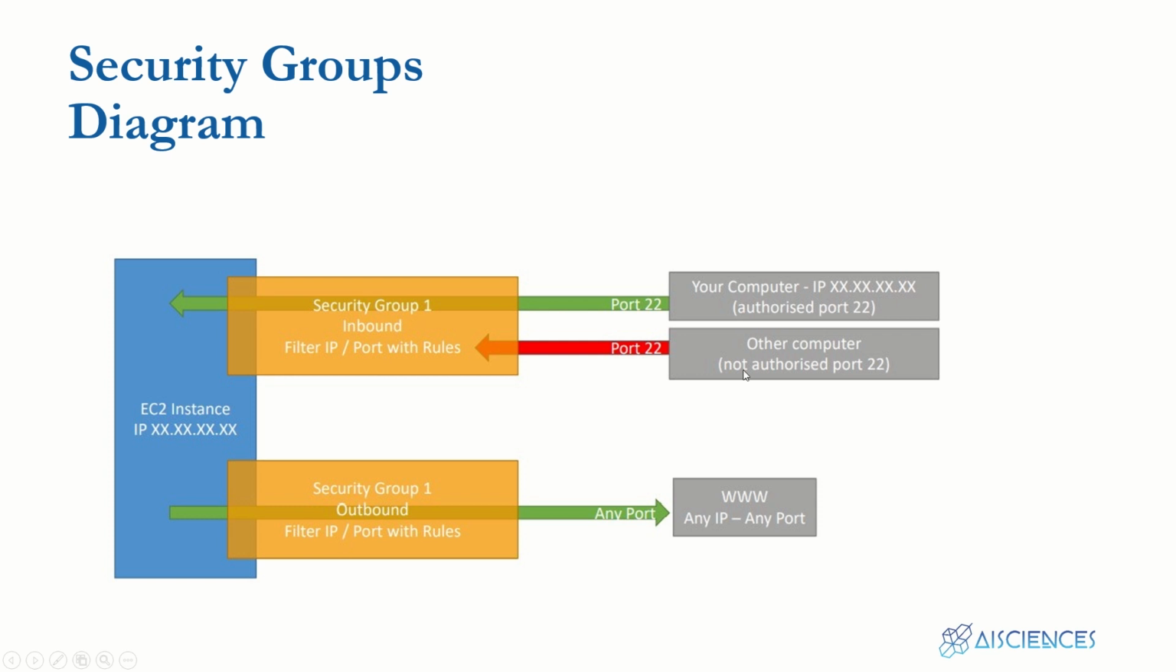But if there is another computer, that means a different IP, and it is trying to access that port, it will not have authorization for that. Your security group would not allow it. But if you talk about the outbound security group, it will allow any port and any IP. It will have a connection with any port or any IP. So that is how a security group works, and these are the rules of the firewall. So let's get back to it. Just give me a moment.